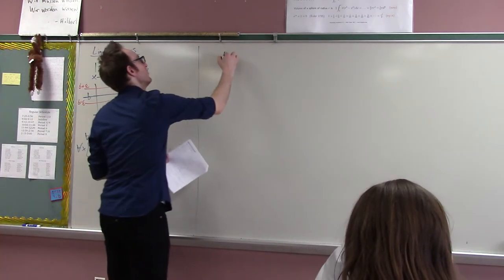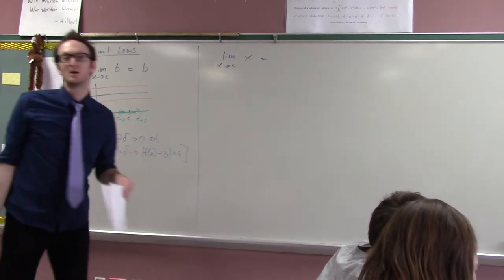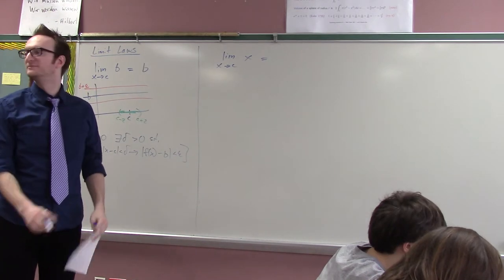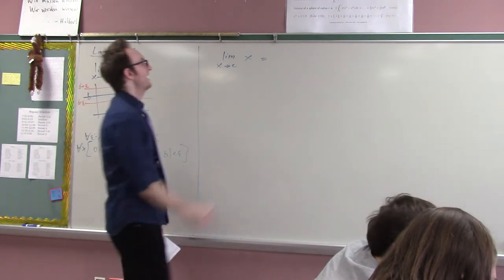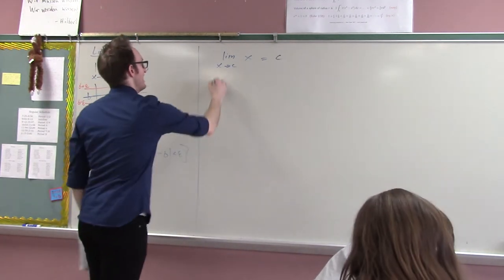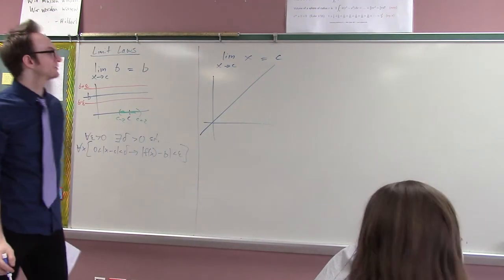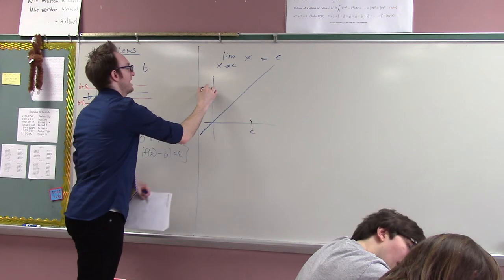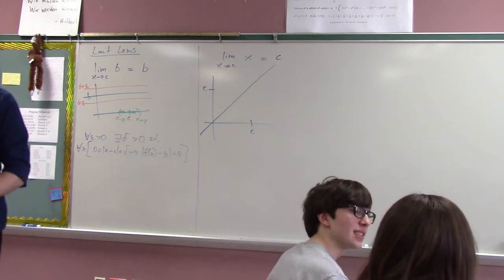Okay, here's another one. What is the limit as x approaches c of x? The answer is c, and that's because we have a function f of x equals x. It looks like this. Here's c. You guys think the answer is c. Now we'll do a proof of this, proof in quotes. We're just going to talk it out.